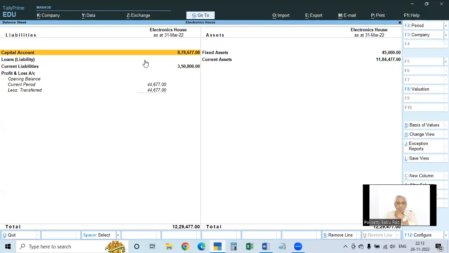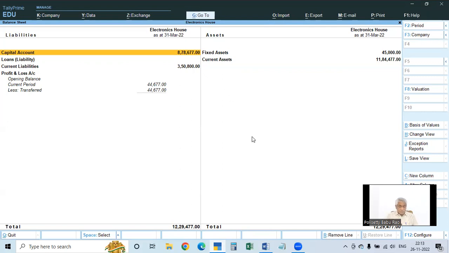Here the assets and liabilities are given, and here one more thing: in the trading account and profit and loss account, the whole year is given, from 1st April to 31st March. Here only one particular date is given, the ending date of the year. We recorded transactions only up to the last entry date. See here, we entered transactions up to 31st March, so it is showing 31st March, only that particular date.